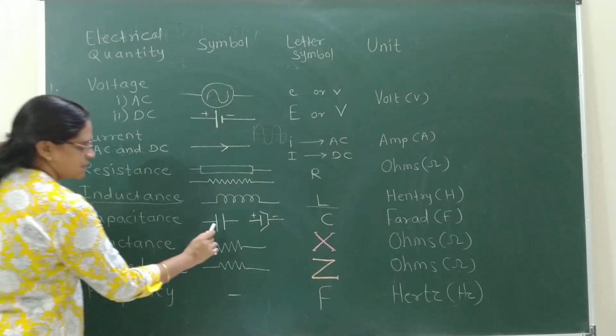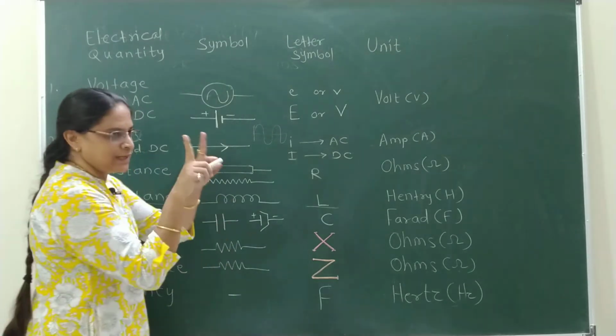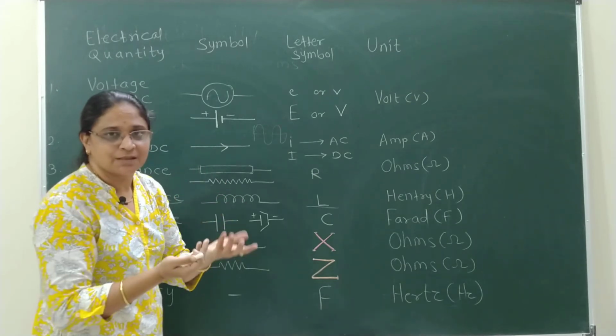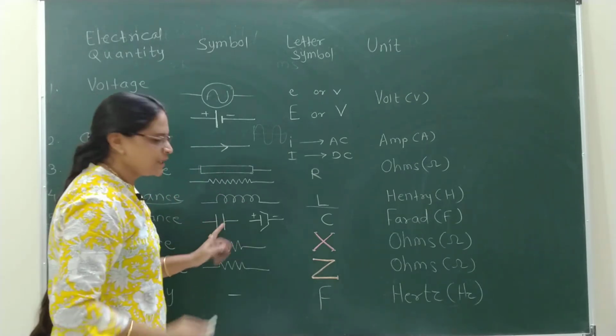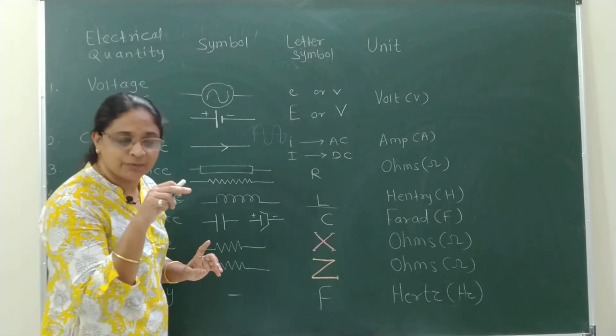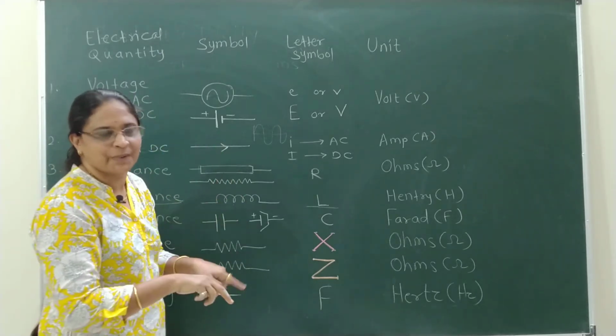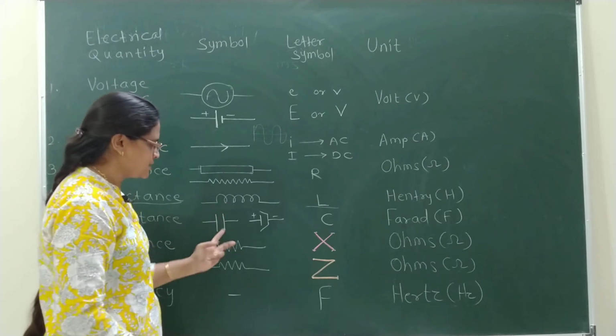So capacitance, this is the capacitor symbol. Two parallel lines mean two metal plates are placed inside the capacitor. These two plates are separated from each other by an insulating material. So the symbol shows the basic construction of a capacitor, two parallel plates, two lines.